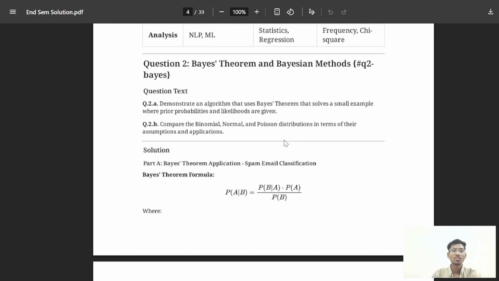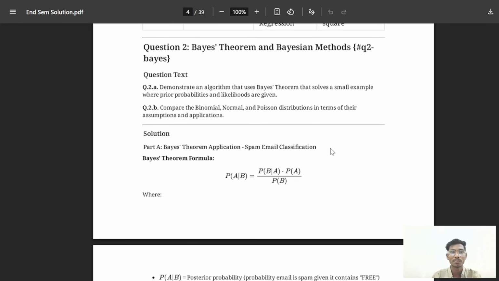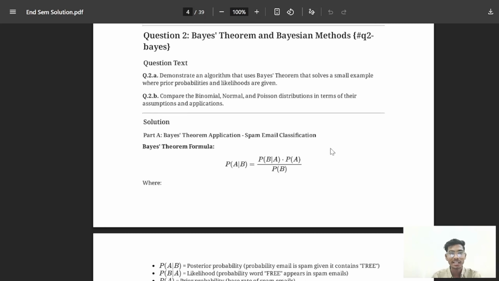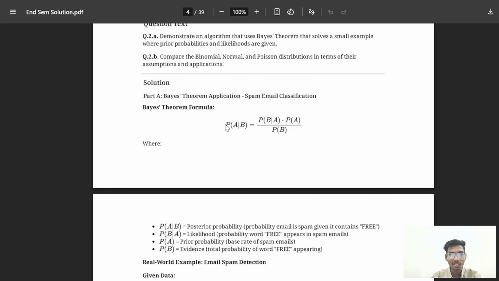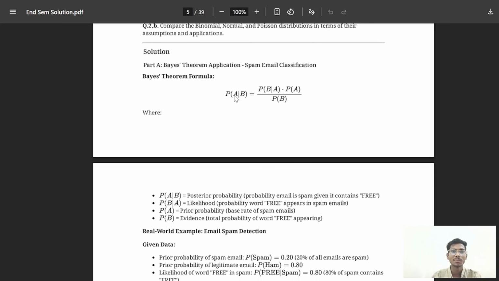ओके. सो क्वेश्चन नंबर 2 says demonstrate an algorithm that uses Bayes theorem that solves a small example where prior probabilities and likelihoods are given. This is the Bayes theorem formula: P of A conditional B equal to P of B conditional A into P of A divided by P of B. Okay. P of A conditional B equal to probability of B conditional A into probability of A divided by probability of B.